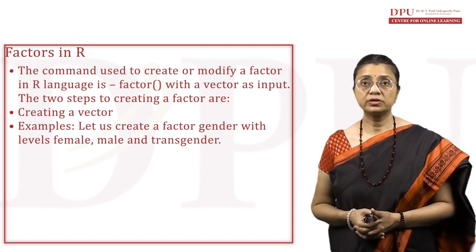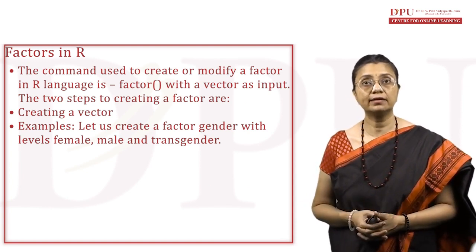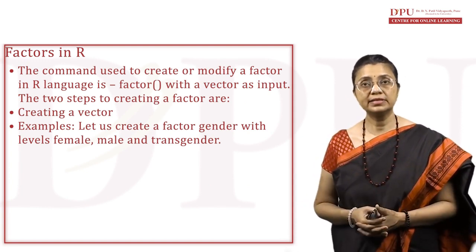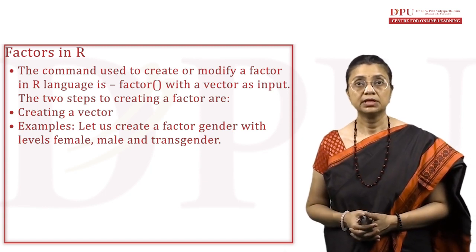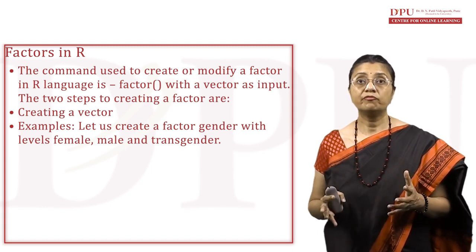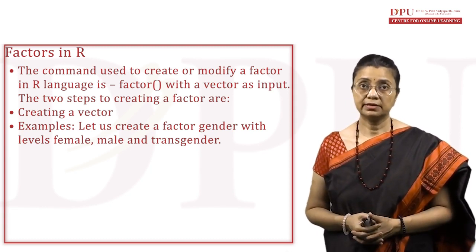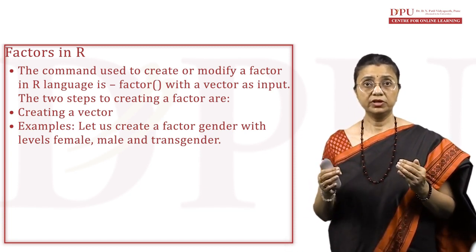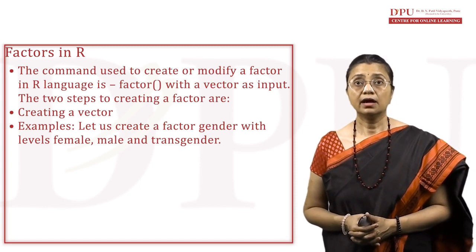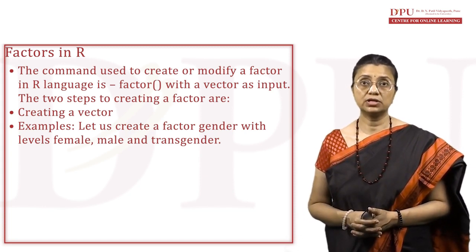The command used to create or modify a factor in R language is basically called factor. The way we had matrix to create a matrix, we have factor to create a factor. So it is a factor function with a vector as an input. The two steps of creating a factor are, first, create a vector, and then create a factor gender with levels female, male, and transgender.